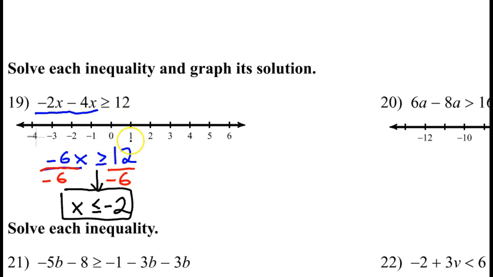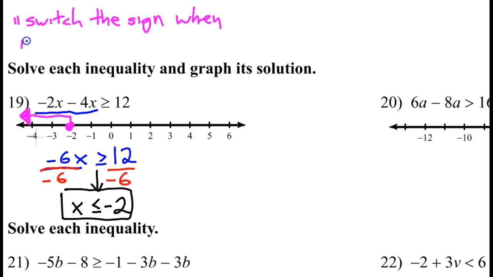And when you graph, it's going to change the direction of your graph. So we're going to start at negative 2. Is this going to be open or closed? Closed graph. And it's going to go to the left. So dividing by a negative or multiplying by a negative, you switch the sign of the inequality. Switch the inequality sign. Very important detail. Okay. And if you want to, you can always write that out in words. Switch the sign when multiplying or dividing by a negative.